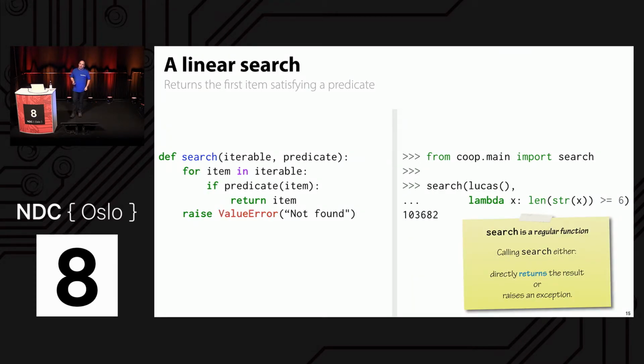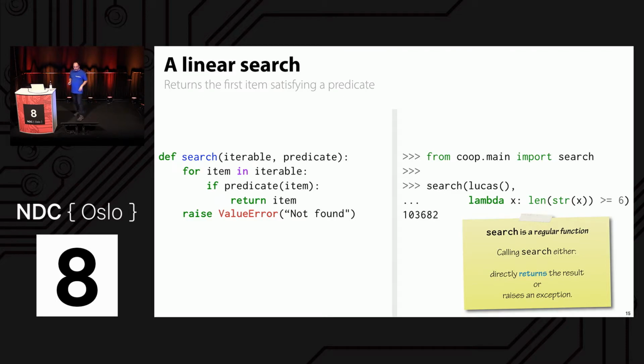The next function I'm going to introduce is search. And search is also a very simple Python function. Even if you don't know Python, I hope you can read this. So search accepts some iterable series of data and another function, a predicate function, and we test that predicate against each item in the series. And if the predicate returns true, we return the matching item. If we get to the end of the for loop without having found a matching item, we raise an exception called ValueError. This is a very, very straightforward Python function.